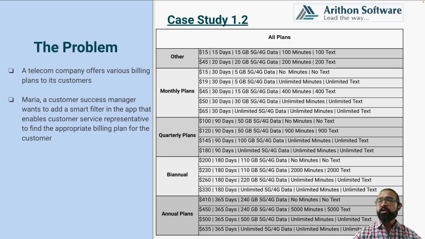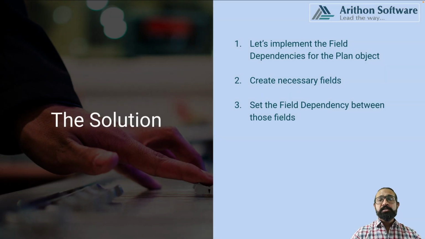So if you take a closer look at the table, you can find all the plans at the right hand side, and the left hand side is the type. So monthly, quarterly, biannual, annual, and other plans. So the solution is to implement field dependency for the plan object. Now plan is a custom object, part of a custom application, billing system.